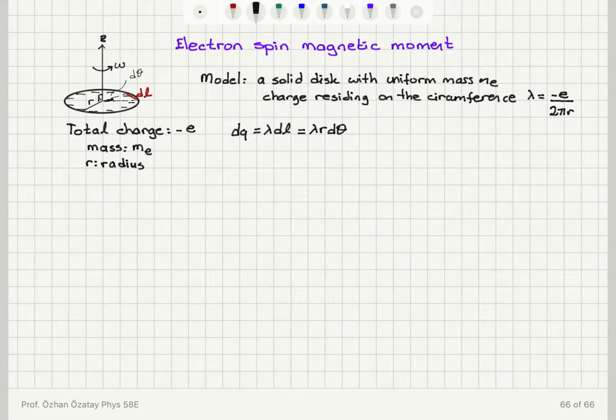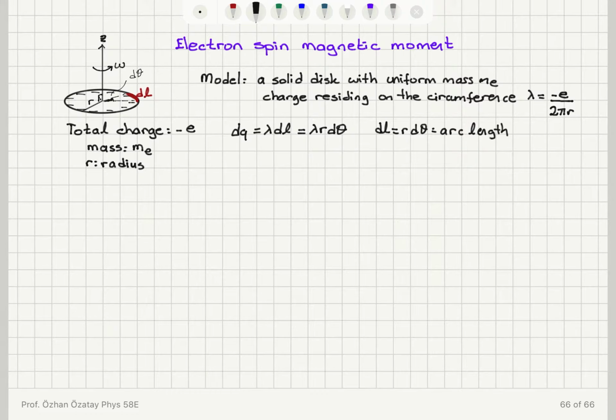So I have in this circular arc which has length dl, that is at an angular separation d theta, radial distance r from the center. The total charge that resides on dl is lambda times dl, or lambda times r d theta. Since 2 pi r is the circumference, r d theta is basically the arc length. So dl, r d theta, is the arc length.